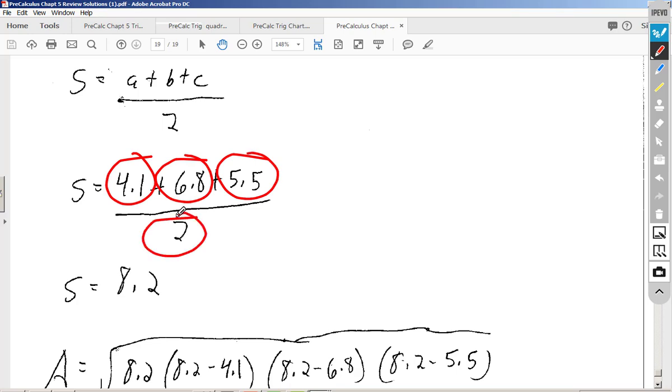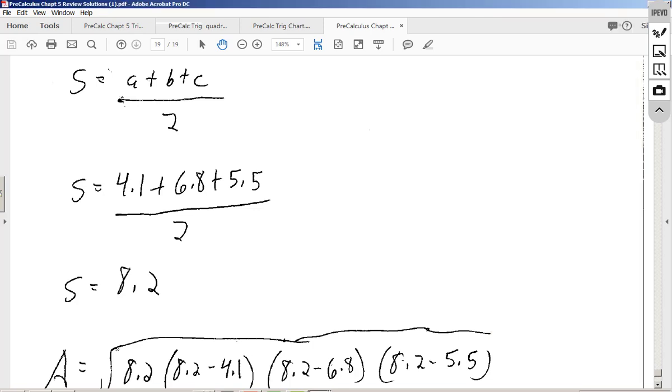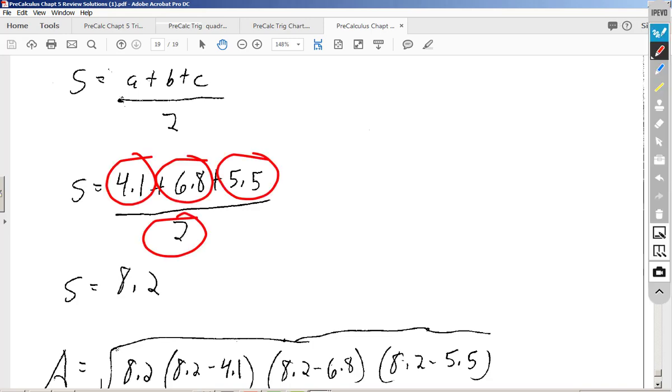Taking my calculator, adding those together and dividing by 2, I've got 4.1 plus 6.8 plus 5.5. Since I didn't use my parentheses, I'm just going to hit equals and divide by 2. So that is my S value that I'm going to need inside my equation. S is going to equal 8.2. Now substituting it into my formula.